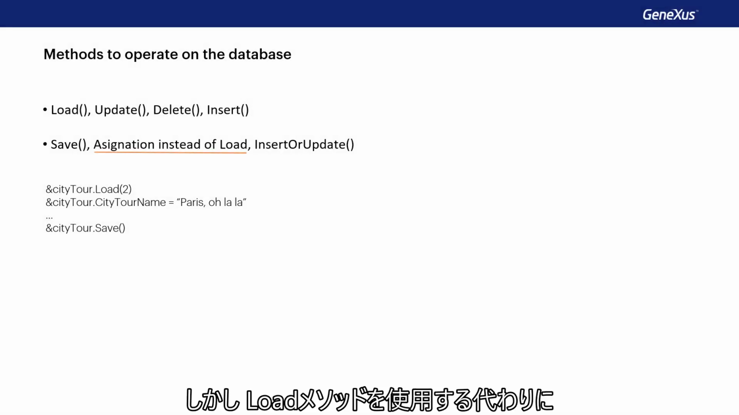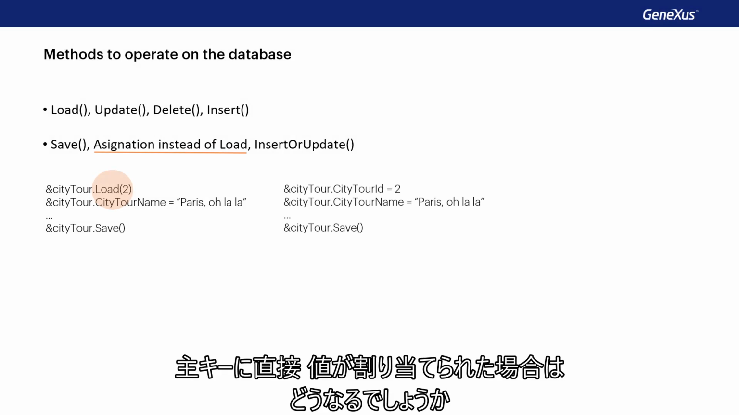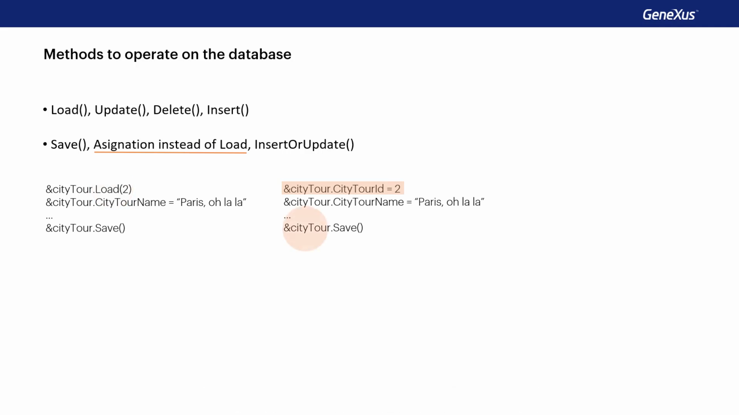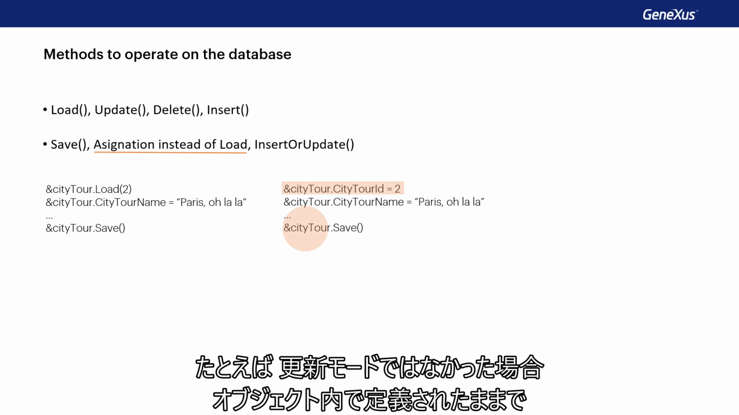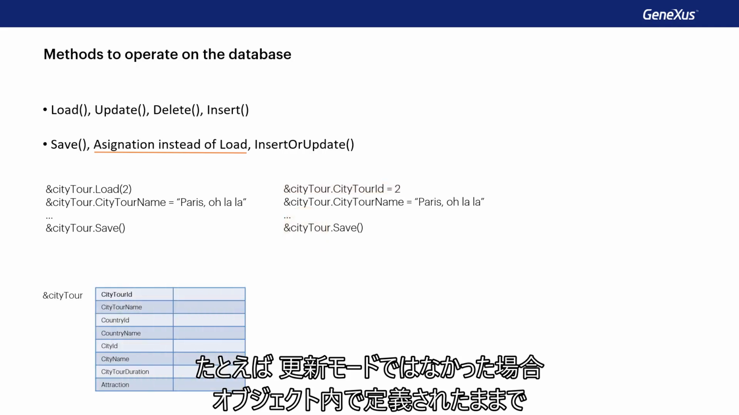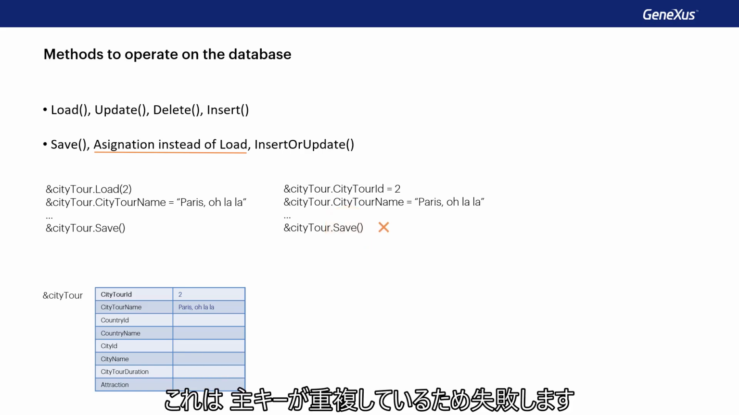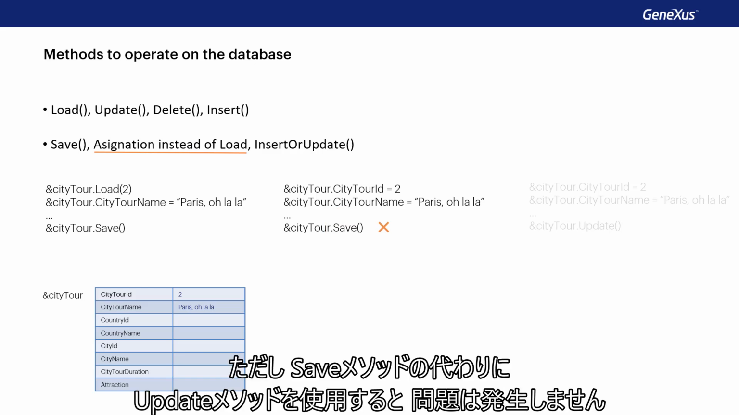But what would happen if instead of using the load method, a value was directly assigned to the primary key? It'll depend on the mode of the variable. If it was not in update mode, for example, because it was only defined in the object, and this is the first thing done with it, then the save operation will try to insert a city tour 2. This will fail because of a duplicate primary key. However, if the update method is used instead of the save method, there will be no problem.